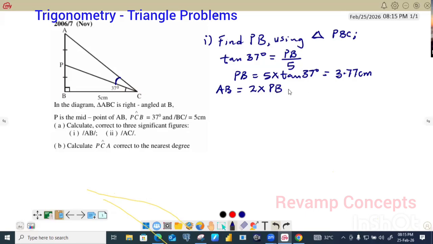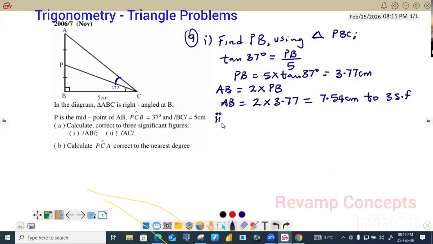As long as P is midpoint between A and B, so we can say our AB will be equal to 2 multiplied by 3.77, and that will give us 7.54 to 3 significant figures. The 3 SF. Now that is Roman figure 1.